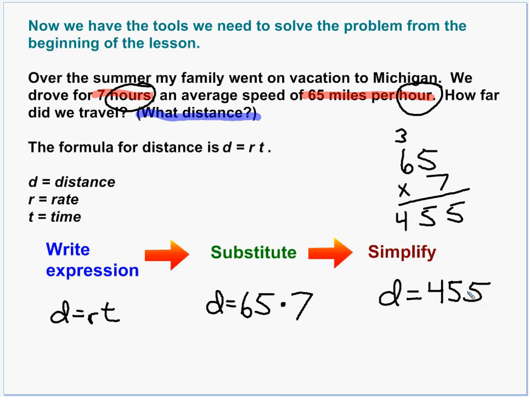What was I asking for? What label goes here? Was it 455 hours? No, I was looking for the distance. So we need to check here. What do we have for distance? Miles. So that's going to stay miles.